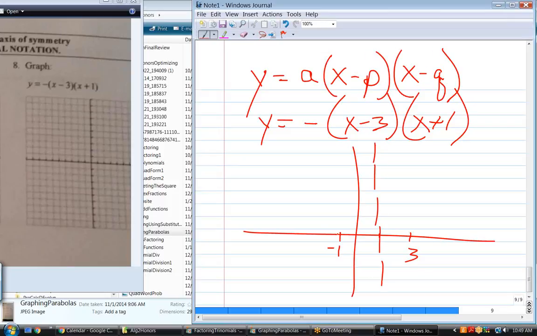I only have one other thing to figure out. I know it drops down, so my vertex has to be somewhere up here. My x-coordinate is 1. What's the y-coordinate? Plug in the x value of the vertex, which we know to be 1, into the equation, and the equation is this one right there. We don't need to do anything else to that equation. Just plug in 1 for x, and what do you get? It's like -1 times the quantity -2 times 2, so it's going to be positive 4. So the coordinates of our vertex are 1, 4.